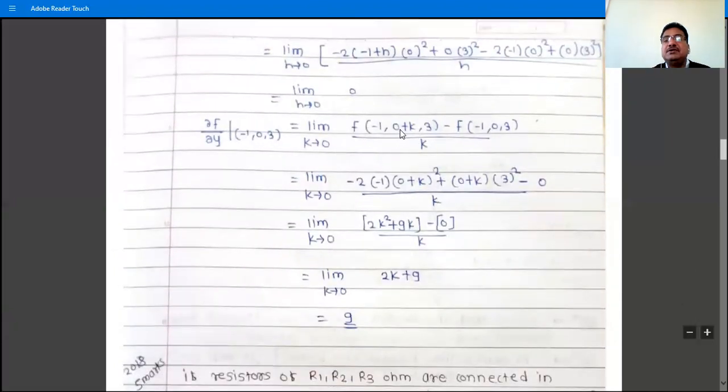of f(-1, 0 + k, 3) minus f(-1, 0, 3) divided by k. Okay, so this is the definition. What is ∂f/∂y at (a, b, c)? Limit k tends to 0, f(a, b + k, c) minus f(a, b, c) divided by k.